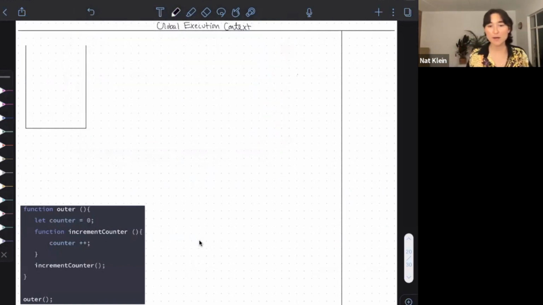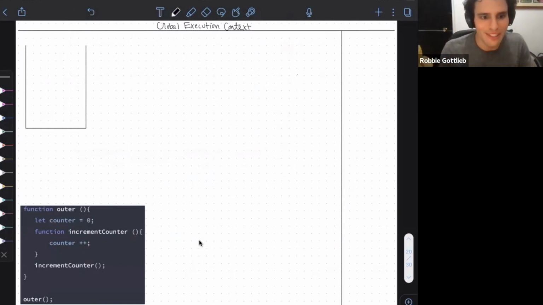Who would like to help me out with the diagramming for this one? Any volunteers? Yeah, Robbie, let's do it. Yeah, I can certainly try, but I'm confused, but I want to give it my all.